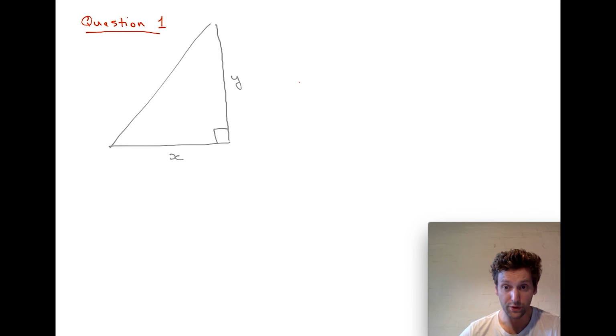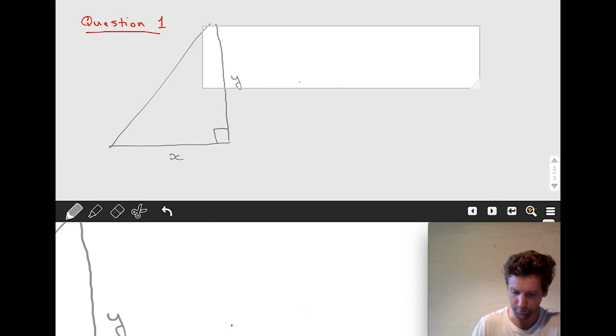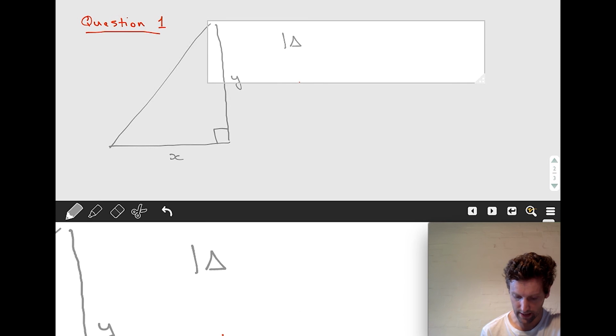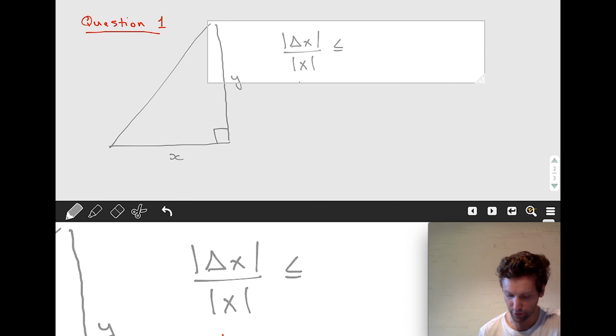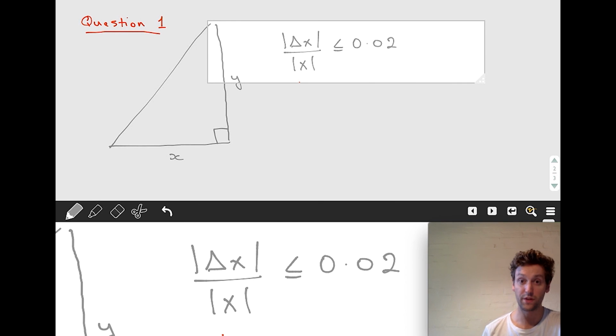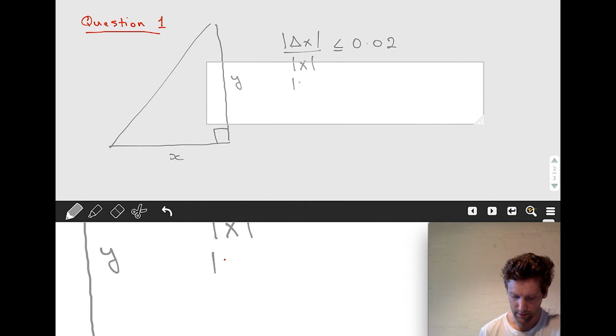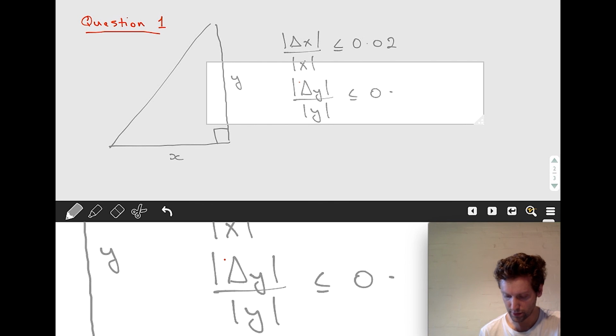So let's call the two sides x and y, the opposite and adjacent sides. I know that the error in these measured values here is going to be 2%. So let's express that as a ratio. So delta x over x has got to be less than or equal to 2% or 0.02. Notice that I'm using the absolute values there because this is the maximum possible error in x. And likewise, delta y over y is less than or equal to 0.02.